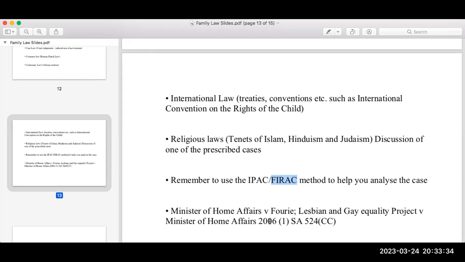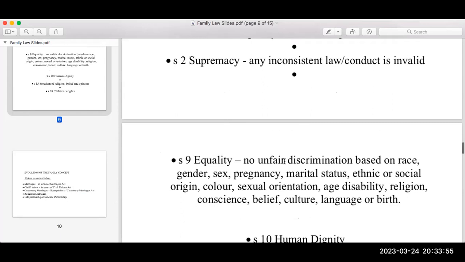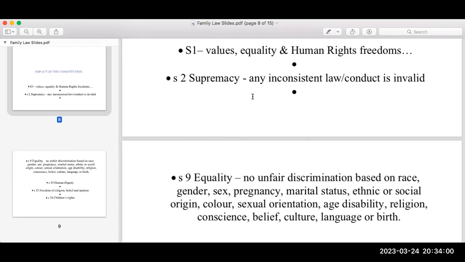After the reasoning, we go to the application. What did the court apply to that particular problem, right? In this case, you will see that the court applied Section 9 of the Constitution, which is the Equality Clause. That is how they found out that this is inconsistent with our Constitution. And then when they apply that, they also apply Section 2, the Supremacy Clause, that any law or conduct that is inconsistent with the Constitution is invalid. And that particular law on the legislation was inconsistent with the Constitution. Therefore, it was invalid.